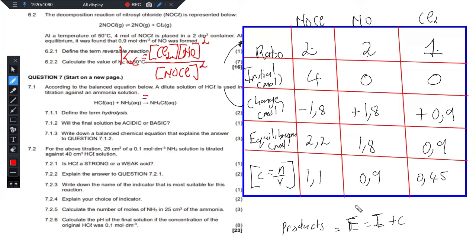Now you just substitute in this. Your Cl2 is 0.45, and then your NO is 0.9, squared, over your NOCl, which is 1.1. So that's 1.1 squared. Obviously at this point, you just need the aid of your calculator. Then your Kc is 0.33. Just like that, you have your 7 marks.